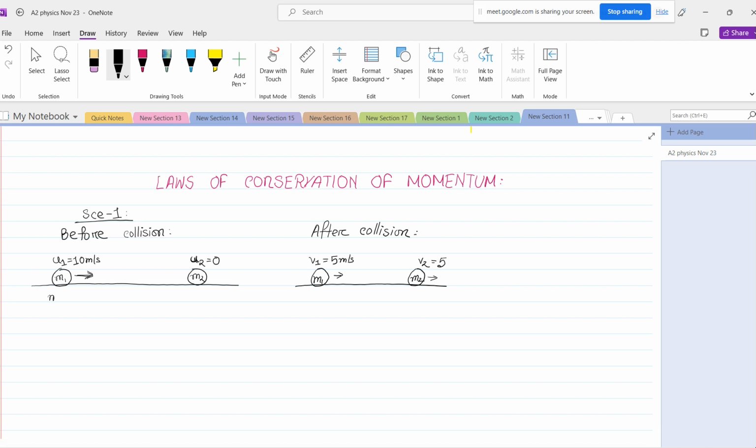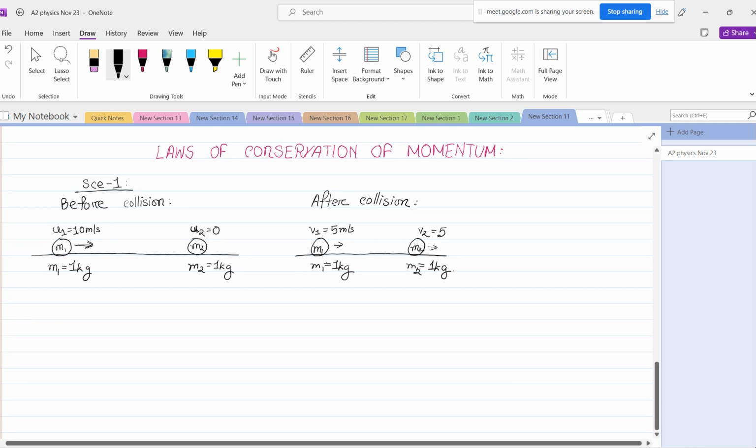if the mass for M1 is 1 kg, and the mass for M2 is again 1 kg, the mass would be the same before and after collision, right? There will be no change in mass. So, according to the laws of conservation of momentum, the momentum values should be the same both before and after collision.